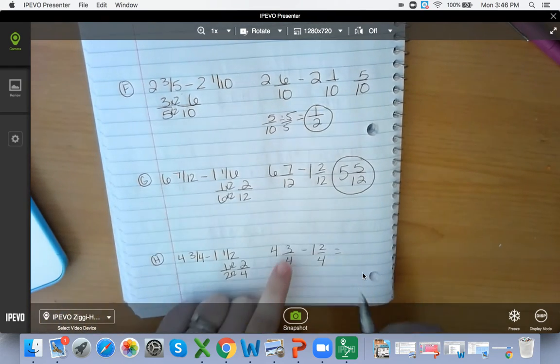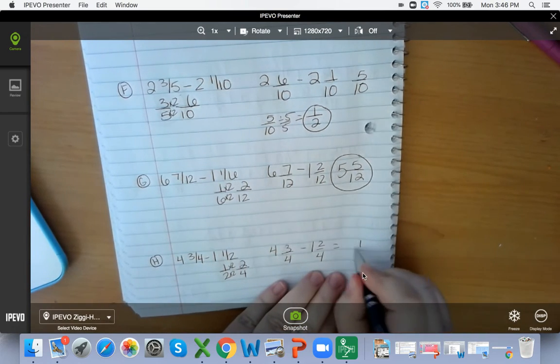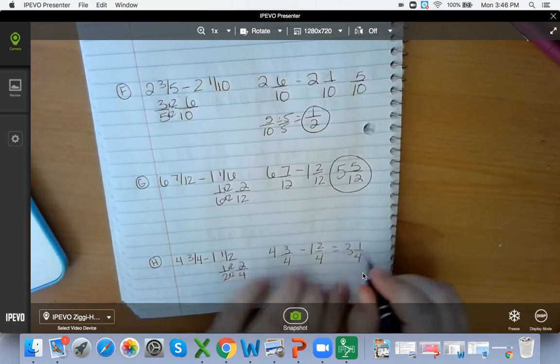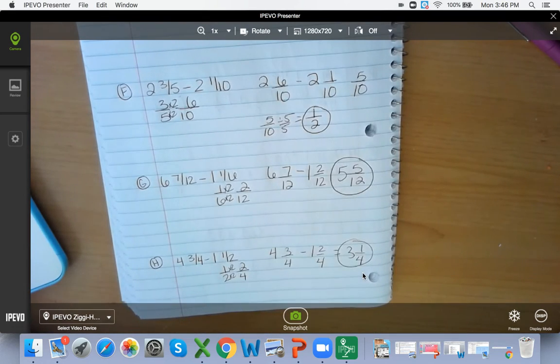Look at those fractions. I got 3 minus 2 is 1. So there's 1/4, and 4 minus 1 is 3. Can't reduce that any further, so you are done.